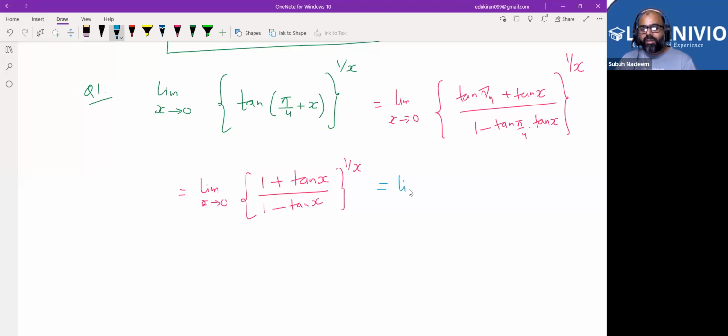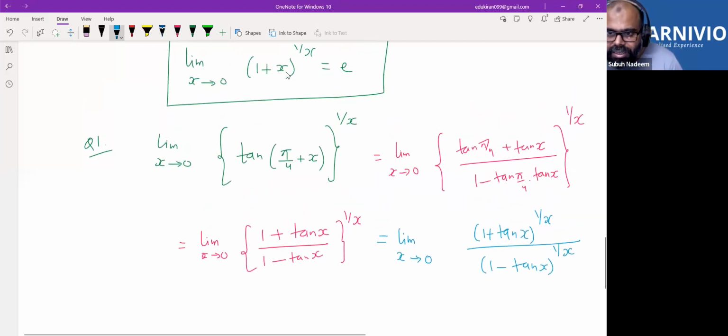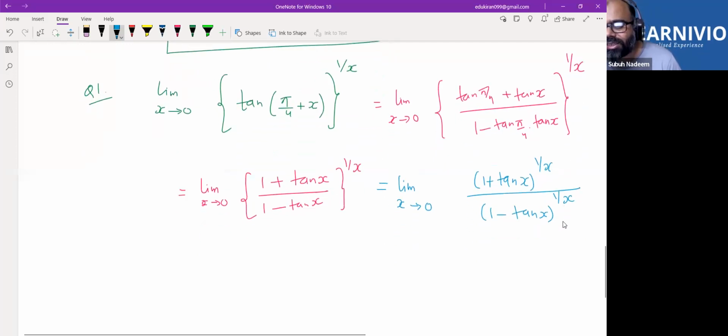So you can do one thing. Limit x approaching 0, (1 plus tan x) to the power 1 by x, divided by (1 minus tan x) to the power 1 by x. Separate them. Now, if you see the above formula, the important thing is that here there is x, here there is x. But here there is tan x and here there is x.